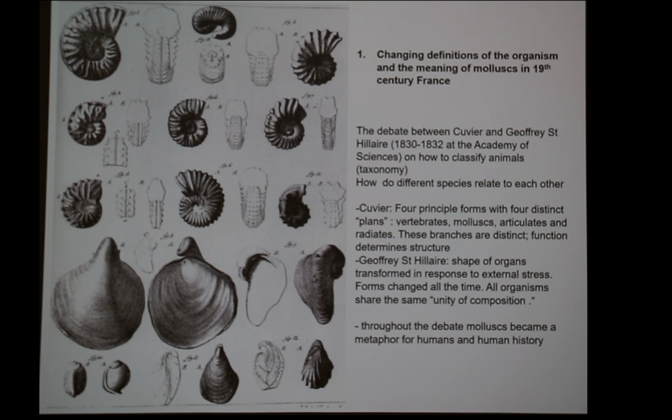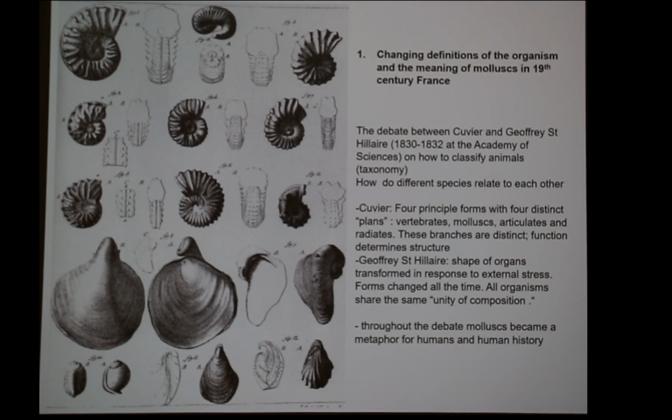And there is, in the middle of all the revolutions in the 1830s, Cuvier and Geoffroy Saint-Hilaire launched a major scientific battle on how to classify animals. So for Cuvier, there are four forms, four distinct plans of organization: vertebrates, mollusks, articulates, and radiates. They are all distinct, and for him, function determines the structure, as in what the organ does is the structure.